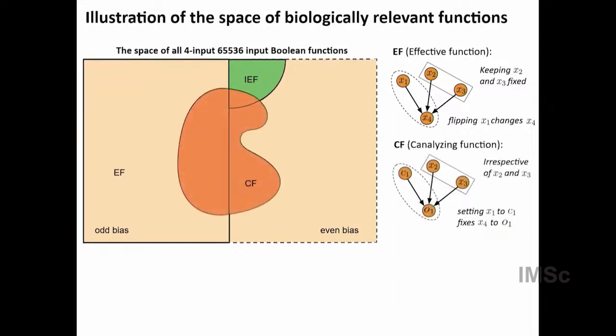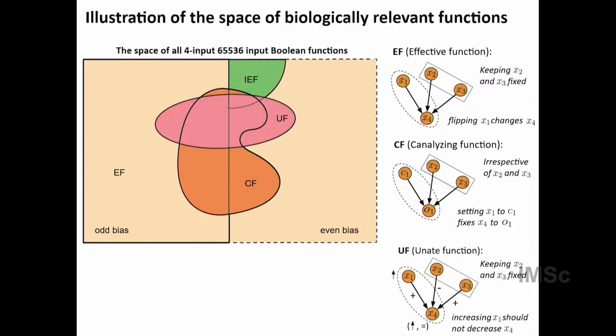Then you have canalizing functions. So an input is said to be canalizing. So the input x1 here, for instance, is said to be canalizing if when it takes the value c1, it fixes the output of the Boolean function to O1, irrespective of what x2 and x3 are. So it is like a veto function in some sense.